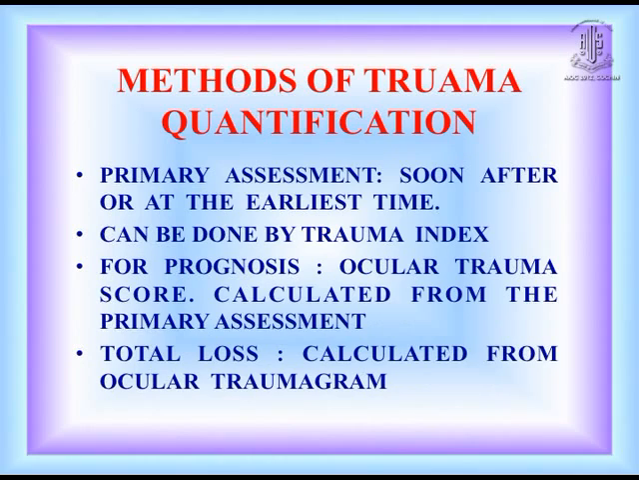Now, what are the methods that have been tried for measuring ocular trauma? The primary assessment is done soon after, at the earliest time. That's the first assessment, and it can be done by trauma index. For prognosis, the ocular trauma score has been developed and is calculated from the primary assessment. Then total loss is calculated from the ocular traumagram, which I'll be presenting.